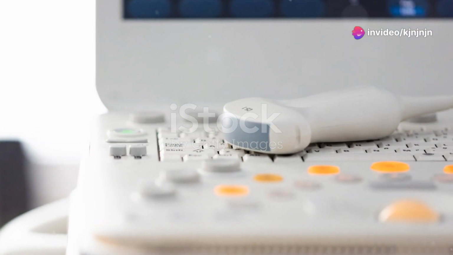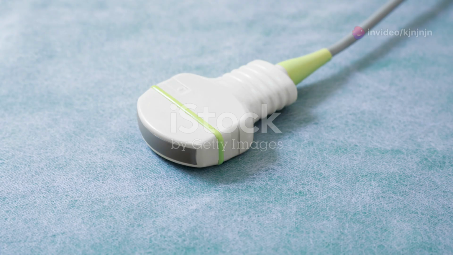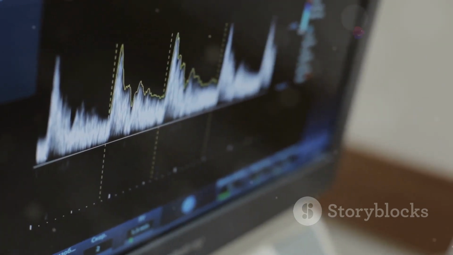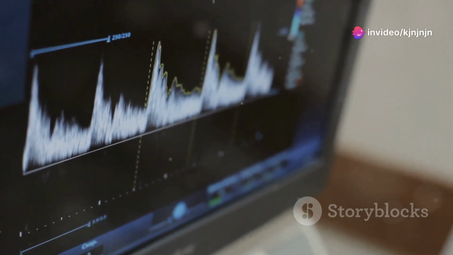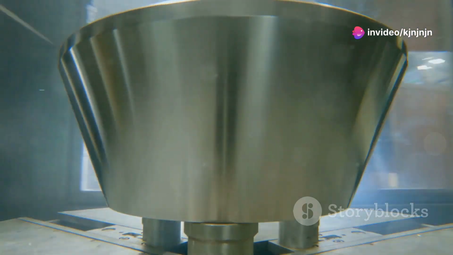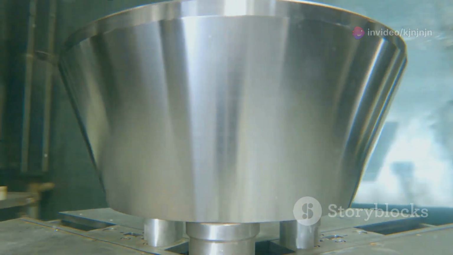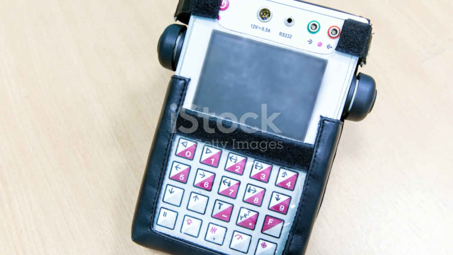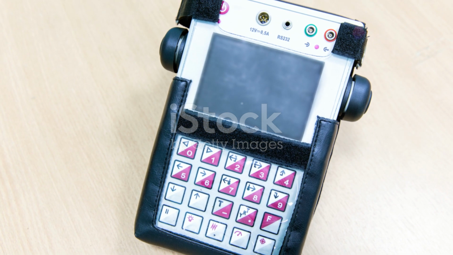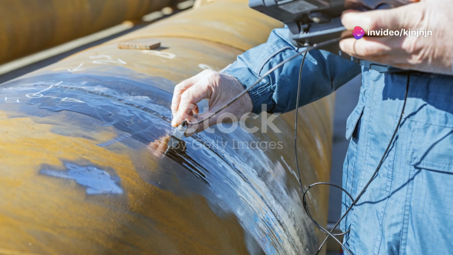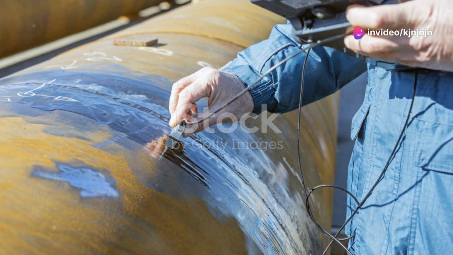Ultrasonic testing utilizes high-frequency sound waves to detect flaws and measure material thickness. The sound waves are transmitted through the material, and their reflections and transmissions are analyzed. Changes in the sound wave patterns indicate the presence of cracks, voids, or other defects. Ultrasonic testing is widely used for inspecting welds, castings, and forgings. It is a versatile technique that can be applied to a wide range of materials.